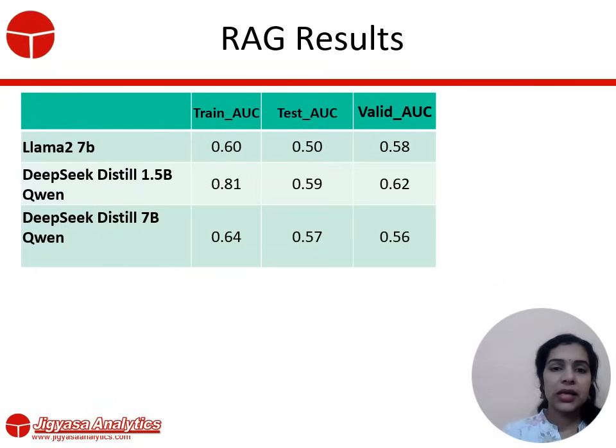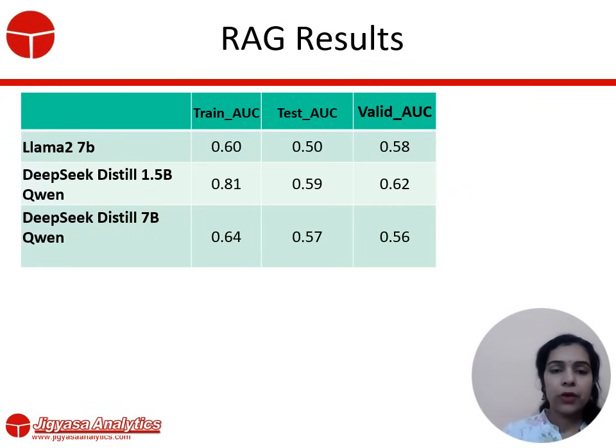To analyze the impact of RAG, we have done two experiments. An experiment with RAG and an experiment without RAG, which means direct prompting without relevant context. We have evaluated three large language models: Llama 2 7 billion model, DeepSeek Distill 1.5 billion Qwen model, and DeepSeek Distill 7 billion Qwen model.